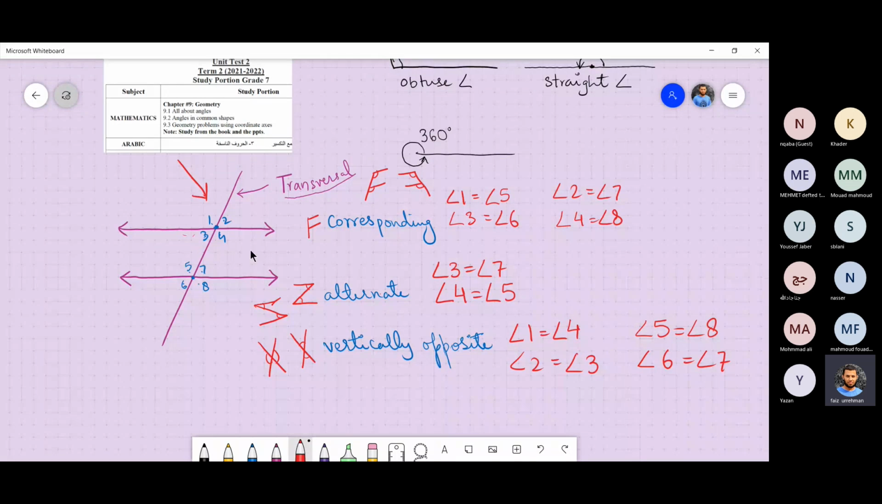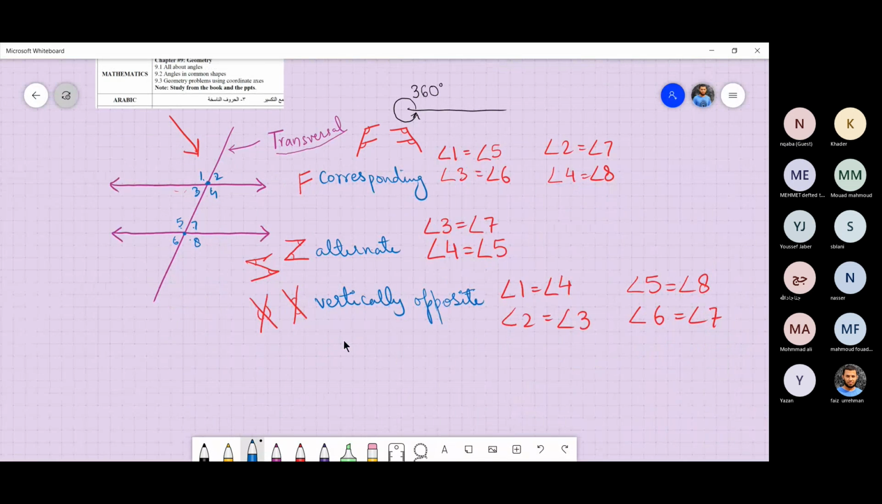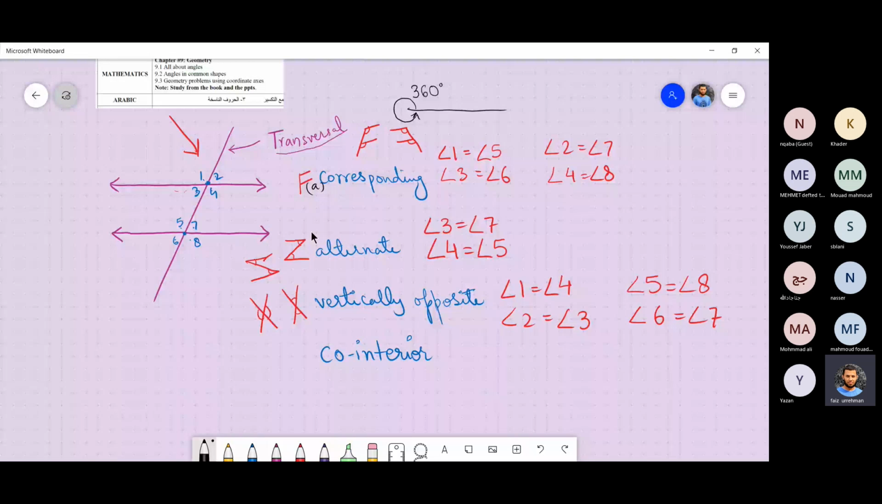And there is one more property, which is not given in the book, but that is helpful. Co-interior angles. Who remembers this? I remember the name, but not the concept. Subhi, do you remember co-interior? No, mister.